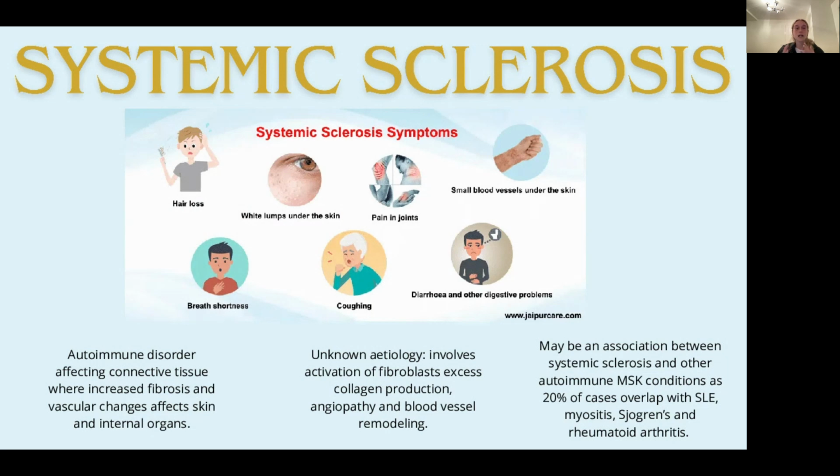So this can present with your telangiectasia. There is also an association between systemic sclerosis and other MSK rheumatological conditions, which are autoimmune, so things such as SLE, myositis, and Sjögren's. You can sometimes have a 20% overlap. What you'll find is once you have one autoimmune disorder, you're at more risk of further autoimmune disorders. So you often find that patients will also have other things going on alongside it.